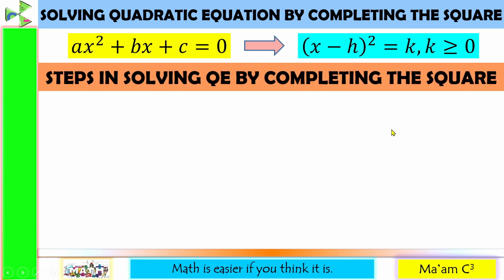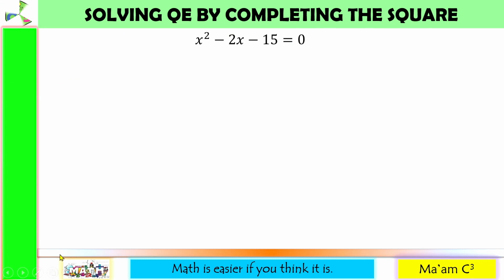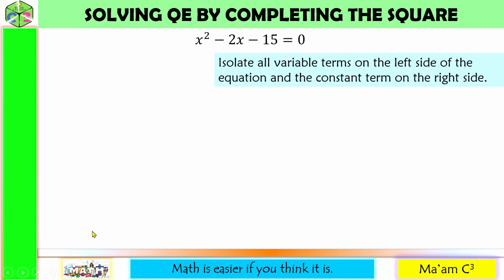Here are the steps in solving quadratic equations by completing the square. I will discuss each one of these as I go along with an example. Let's have the first one. x squared minus 2x minus 15 is equal to 0. First step is to isolate all variable terms on the left side of the equation and the constant term on the right side. So all terms with a variable will be on the left side and the constant term should be on the right side. So I'm just going to move this one on the right. It will become positive 15.